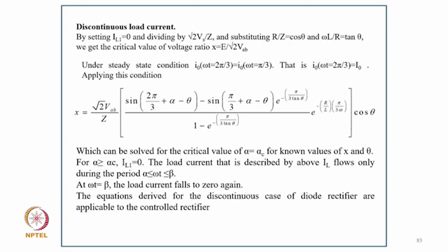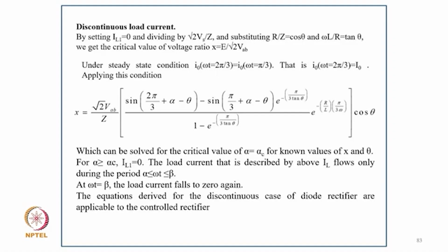So applying this condition, X equals root 2 VAB upon Z in bracket sin(2 pi by 3 plus alpha minus theta) minus sin(pi by 3 plus alpha minus theta) e to the power pi by 3 tan theta, divided by 1 upon e to the power pi upon 3 tan theta, into e to the power minus R upon L into pi by 3, into total cos theta, which can be solved for the critical value alpha equal to alpha c for known values of X and theta.